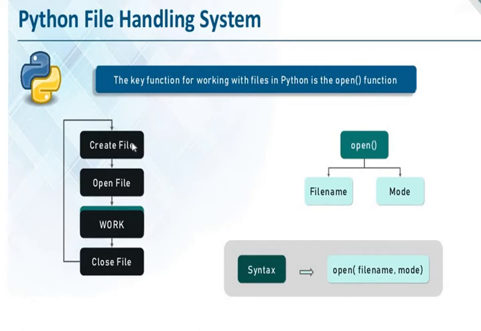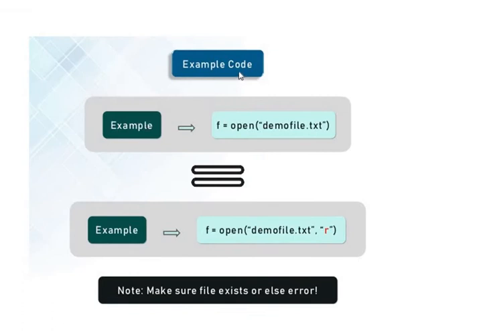In this, mode signifies how you open the file. First we are creating the file, and the next step is to open it. One example: f means file handler, f equals open, and this is our file name, .txt. Here we are not mentioning the file mode. R means read mode. When we are not specifying any mode, by default Python takes the file in read mode.